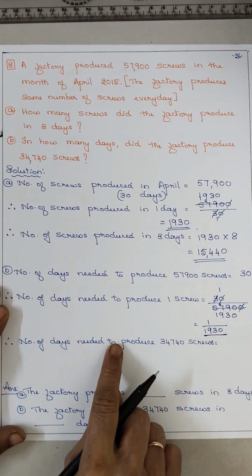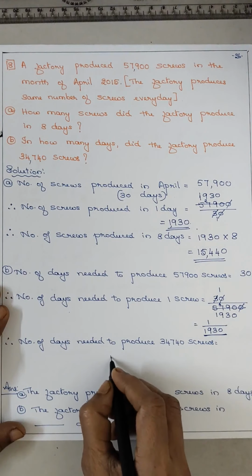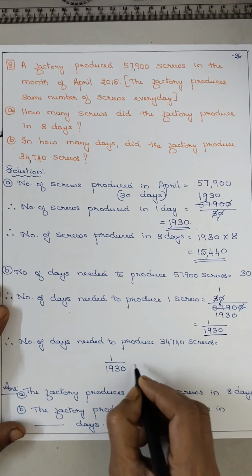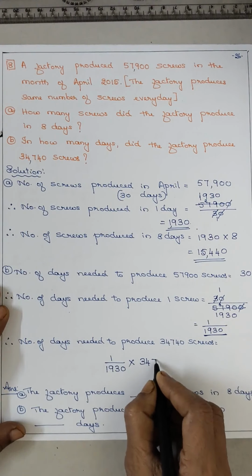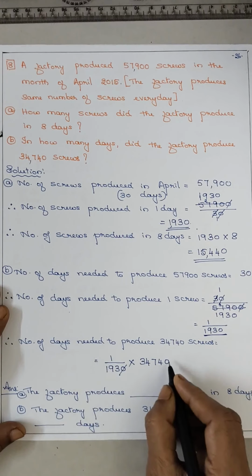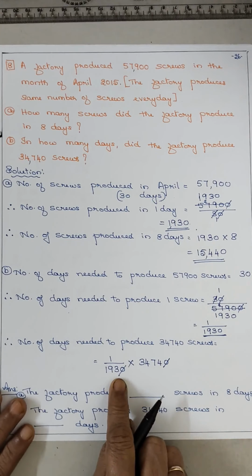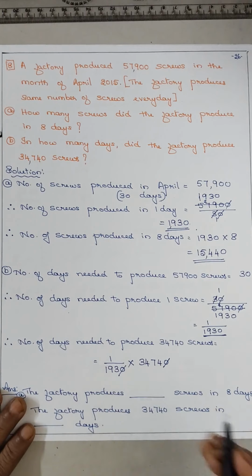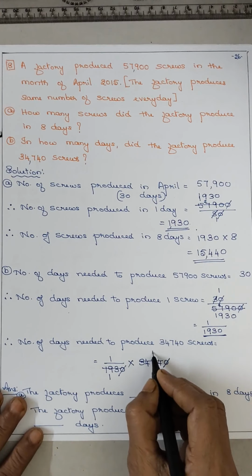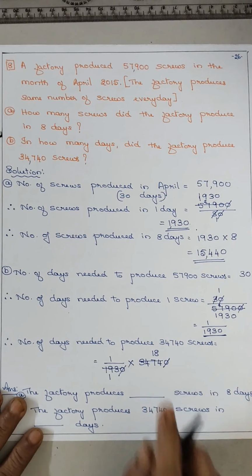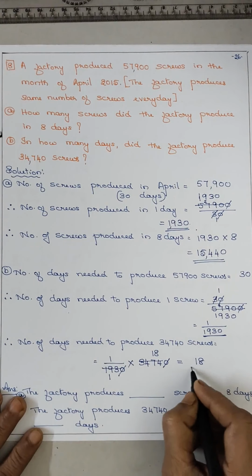Now the number of days needed to produce 34,740. So now we got 1 by 1930 into, now the second step, multiplication. What is the number? 34,740. 0 0 cut. Now this 193, you divide directly and see. 193 ones and it will be 18. 18 times 193 is 3474. Divide by long division and see, so you get 18 days.